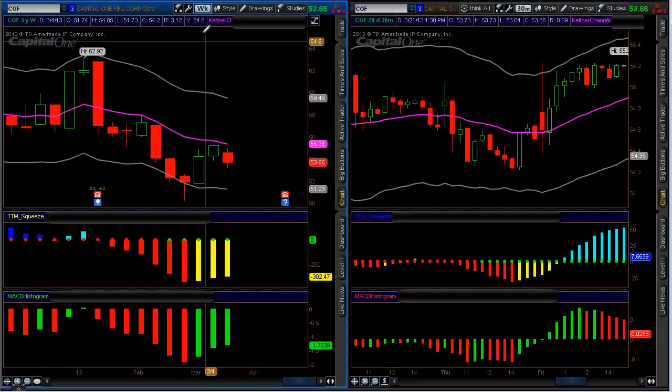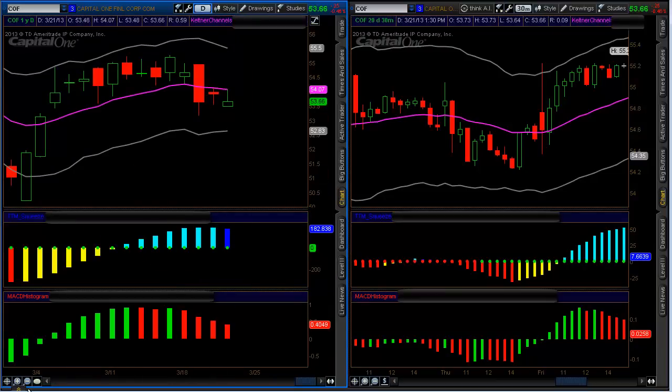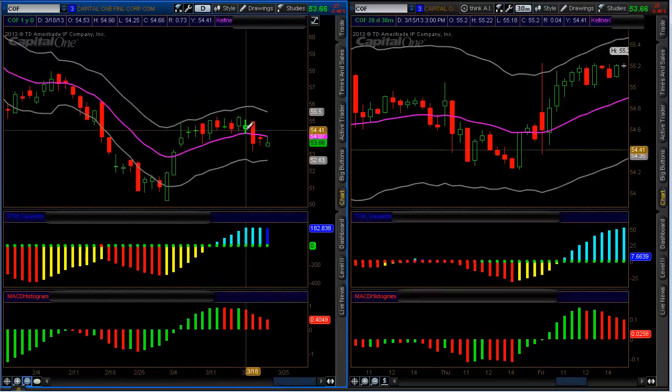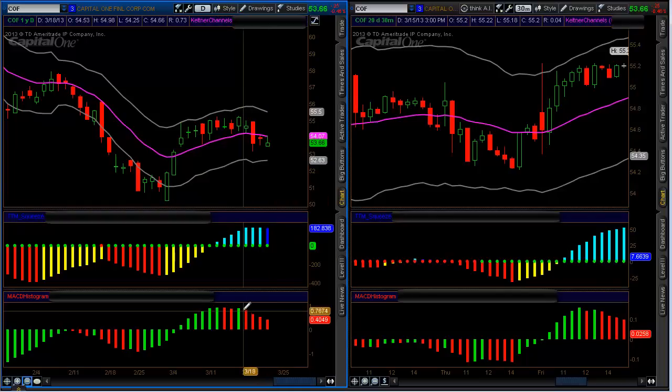So, the weekly chart is definitely looking bearish here. And in the financial world, COF has not been performing as well either. On the daily chart, we've closed back below the mean, the moving average. And we've got that MACD fade going on. It looks like this thing wants to cross zero down there.